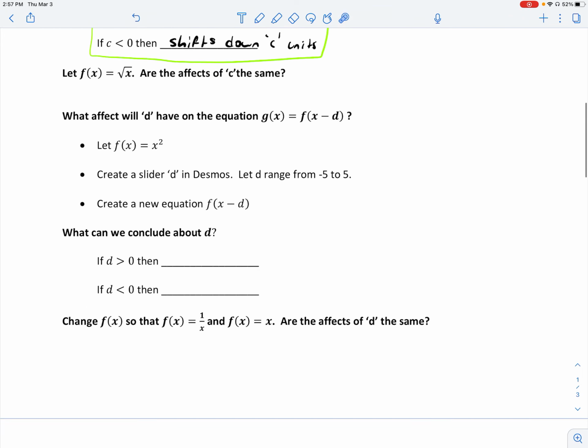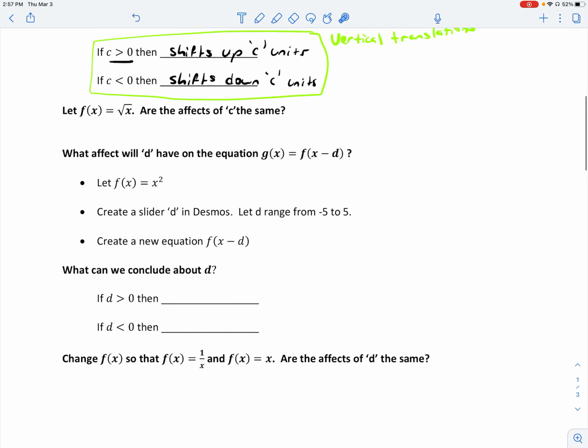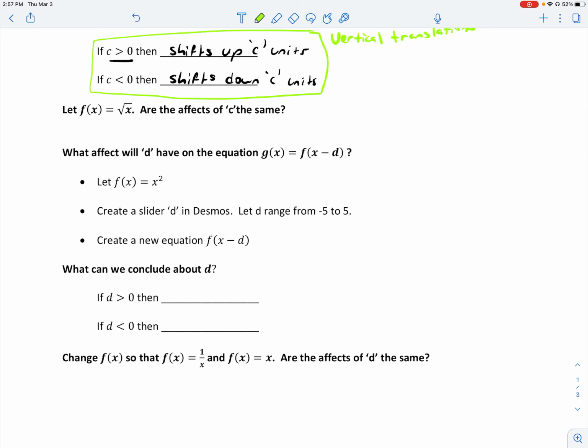Okay, let's go ahead. Let's just write that down right here. Are the effects the same? So does C have the same effect on any kind of function, whether it's root x or x squared? And we can say, yes, it is the same. So yes, C, we'll put some quotes around that. Yes, C has the same effect on f of x.